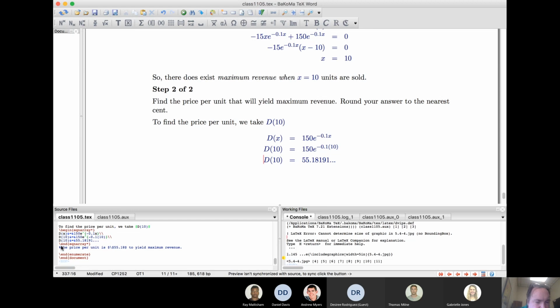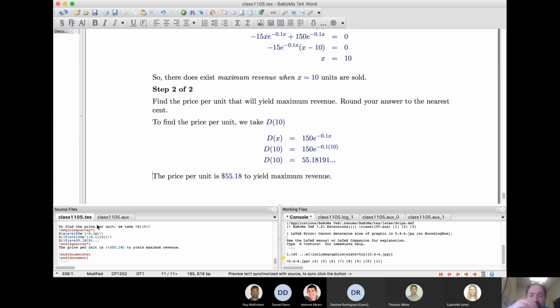So rounded to 2 decimal places, we get $55.18 is what will give maximum revenue. So in other words, the most revenue that you could hope for under these circumstances is this times 10 units, so $550, or $551.82.